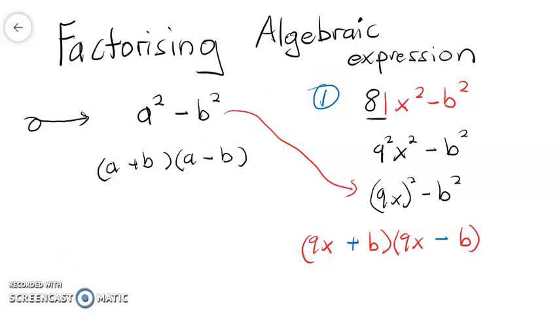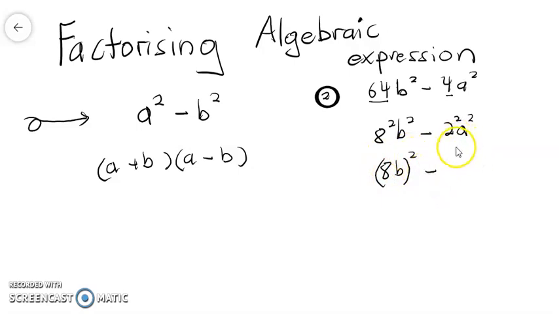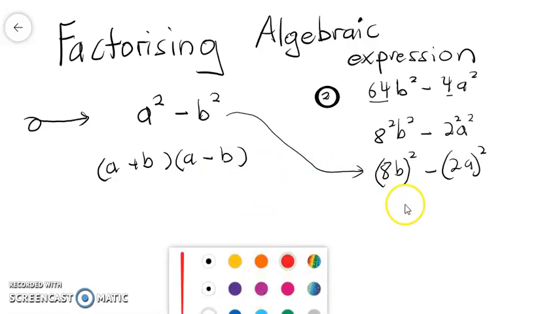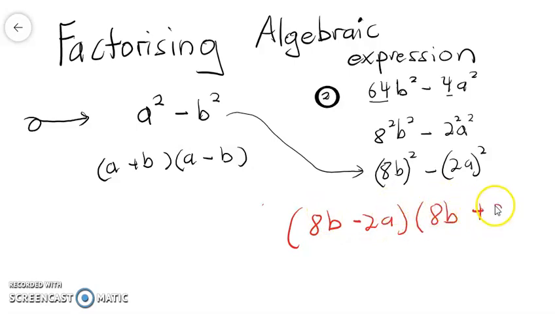Let us look at the second example now. Here is the same kind of example. 64 we can bring to 8 square b square, and the 4 will make it 2 square and a square. When we factorize the square, we make it outside here, so it becomes 2a square. You have the same concept coming. So if you find a question with this kind of concept, you can make it 8b minus 2a and 8b plus 2a. As long as you have a plus and a minus, it's okay. The arrangement of the plus and minus doesn't matter.